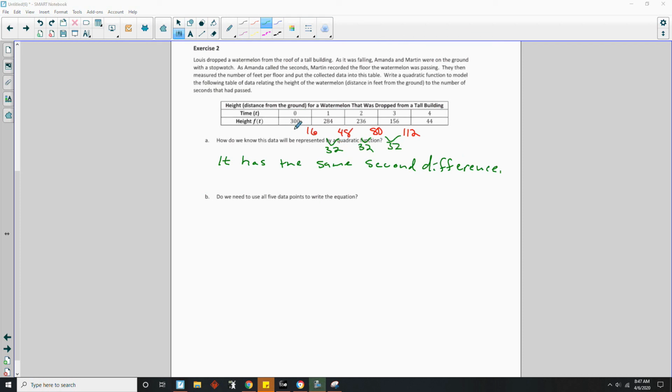And by the way, these were all negative. So that should be negative 16, negative 48. It decreased by that amount. And these are all negative as well. A difference of 32. B says, do we need to use all 5 data points to write the equation? And the answer is no. We only need 3. And it's very helpful to have the y-intercept, because we already know c is 300. And I think that is the next question.